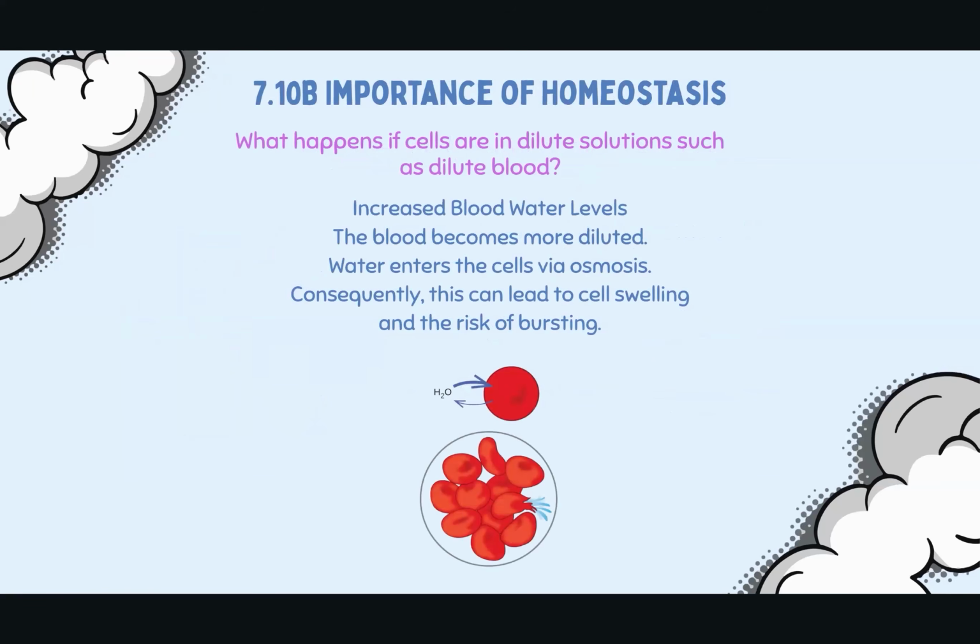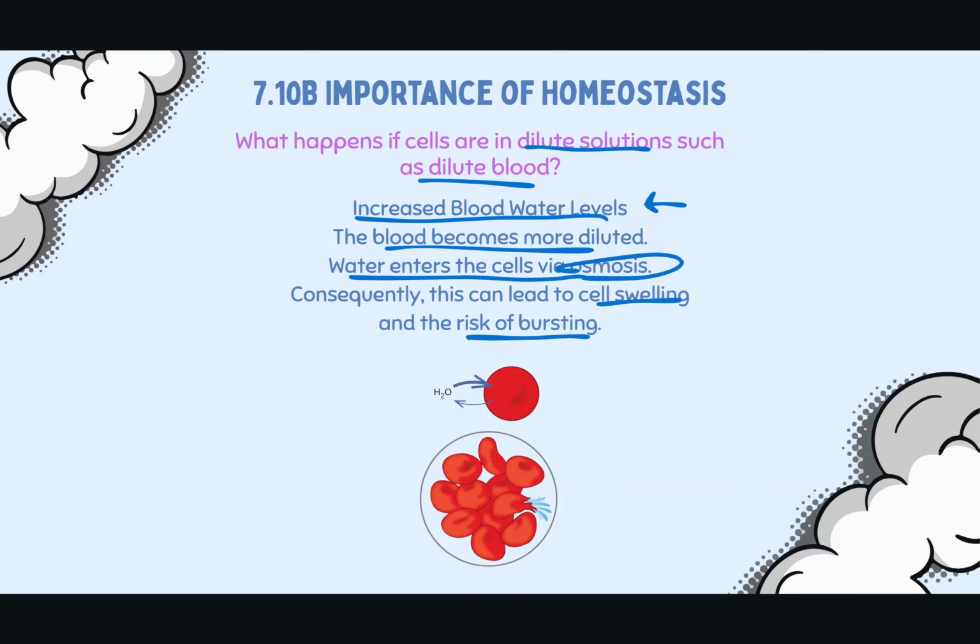Okay, so what happens if cells are in dilute solution, such as dilute blood? So increased blood water levels. If there's too much water, the blood becomes more diluted. Water enters the cells via osmosis. Consequently, this can lead to cell swelling and the risk of bursting.